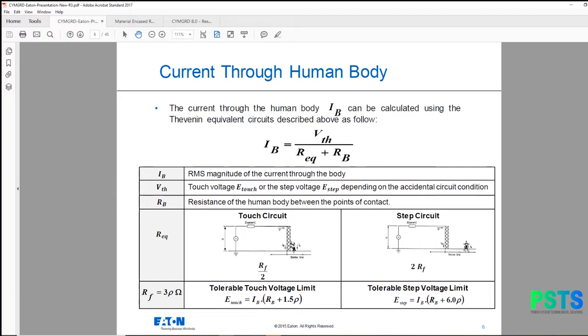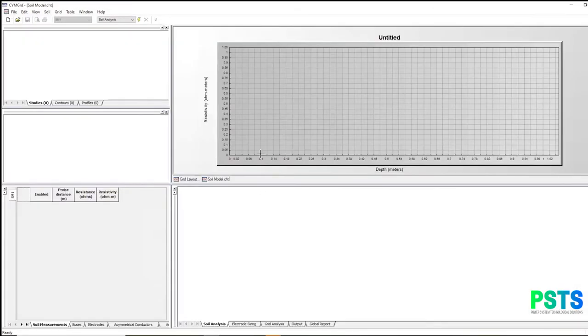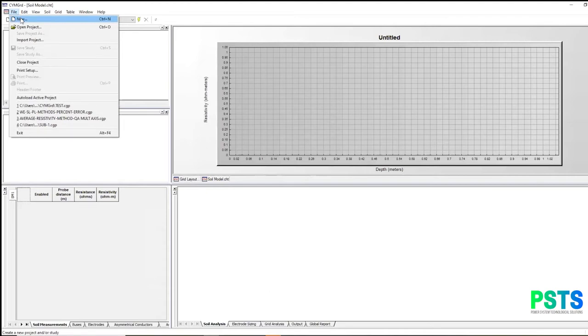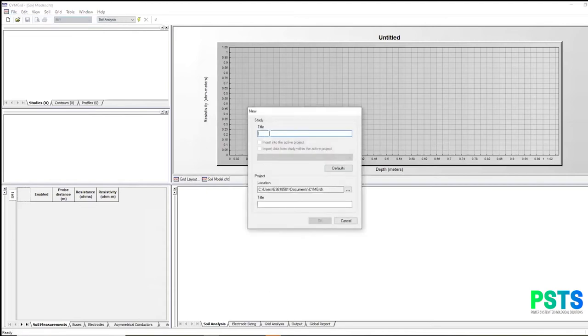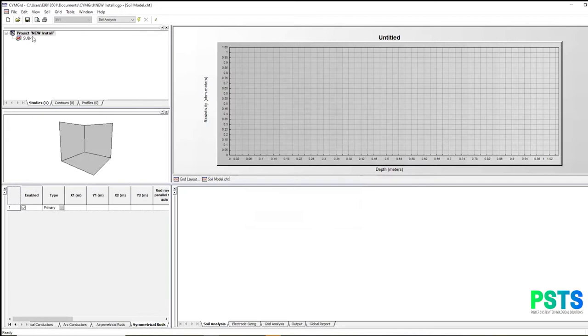All right, so let's go to the program now and look at how we can get all these things together. The first thing we need to do with the program is open a new project. Let's say the study is sub one, my substation is one, and my project is called a new installation, for example, install. So this is my sub.